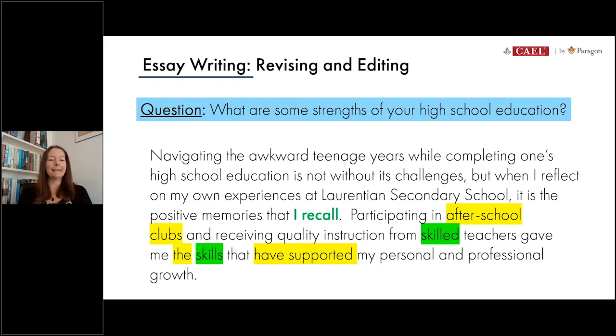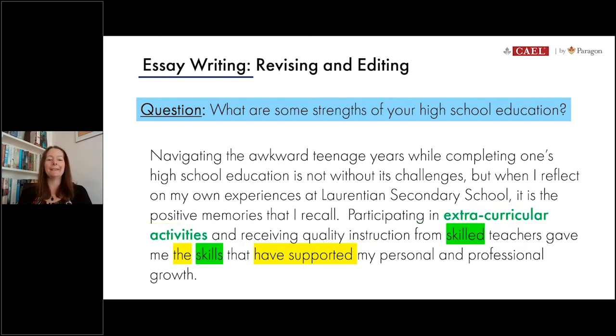I could leave this with participating in after-school clubs. I could leave it like that, but I still think that this wording is a little bit higher level. So I'm going to go back to extracurricular activities. And I feel like I have enough space between the times I've used this phrase in my essay, so it doesn't sound overly repetitive. I haven't just mentioned that phrase earlier in this one paragraph, for example.